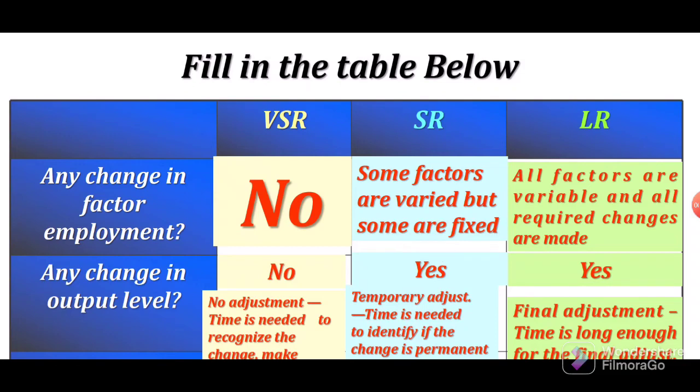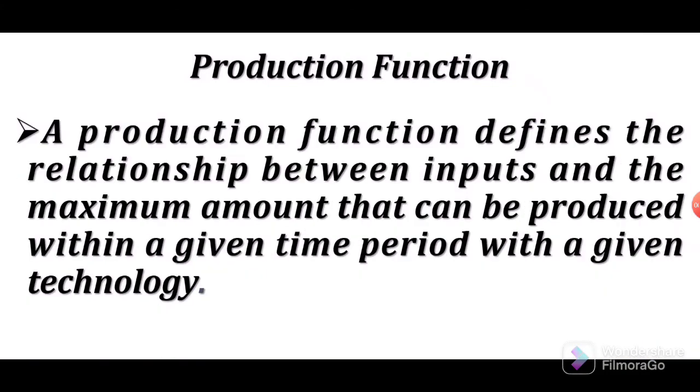Now the last point that I'm going to discuss in today's video is the production function. What is production function? A production function defines the relationship between inputs and the maximum amount that can be produced within a given time period with a given technology. Very important definition. This is how you have to write the definition or meaning of the production function.